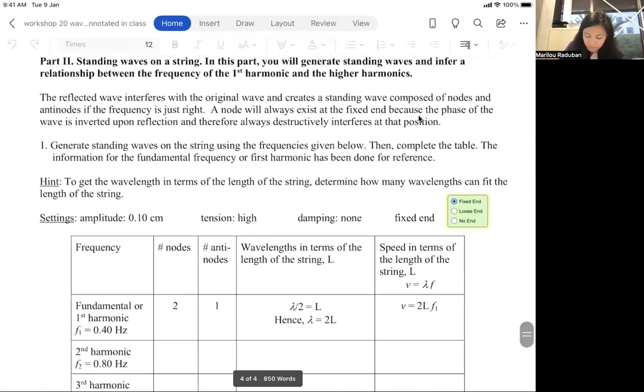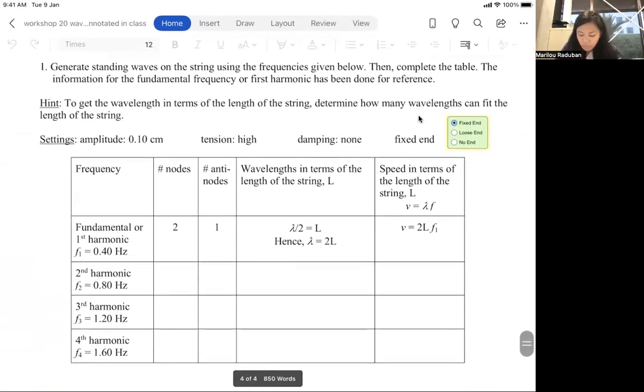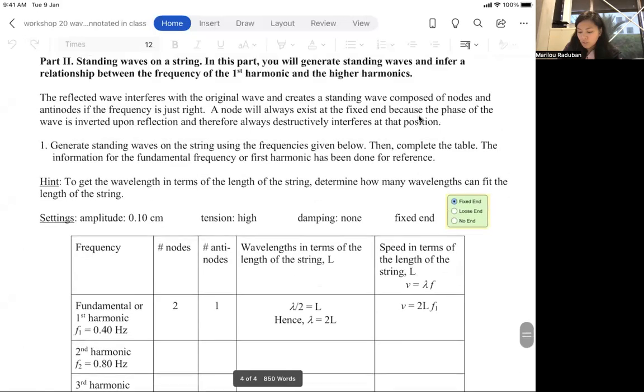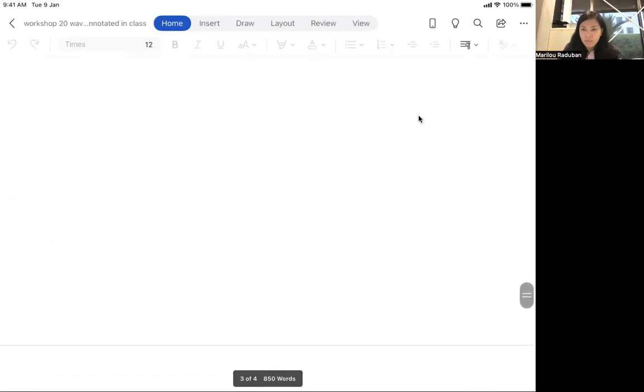In the last part, the second part of the workshop, we will look more into standing waves, as I've mentioned earlier, relating the frequency of the standing wave. We'll talk about first harmonics, second harmonics, and so on, and how the frequency of the wave is related to the wavelength of a standing wave. So I'll give you time to look over this workshop as well.